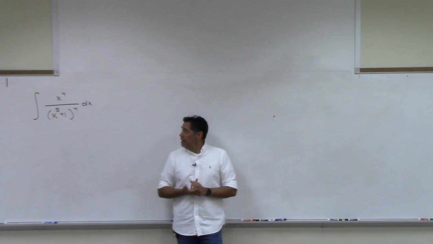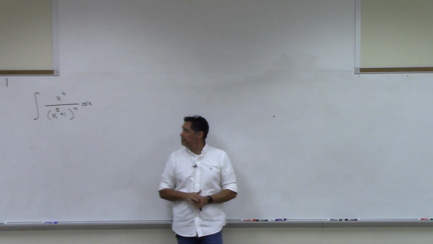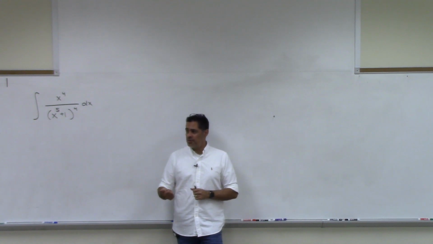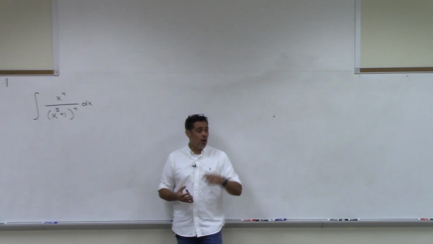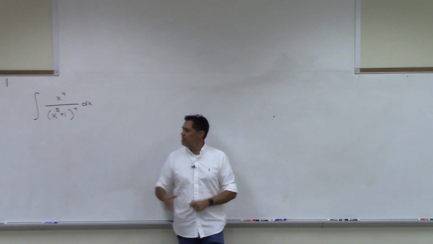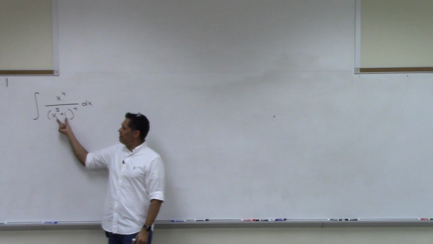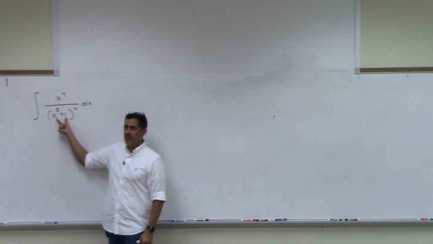So, antiderivative of that. We could use u substitution. Do you see something in its derivative? X to the fifth plus 1? So if you let that right there be u, what's the derivative of x to the fifth plus 1? What's the derivative of that?